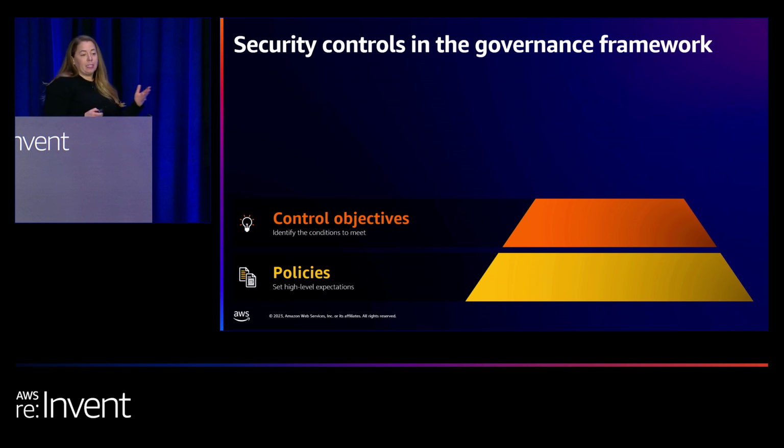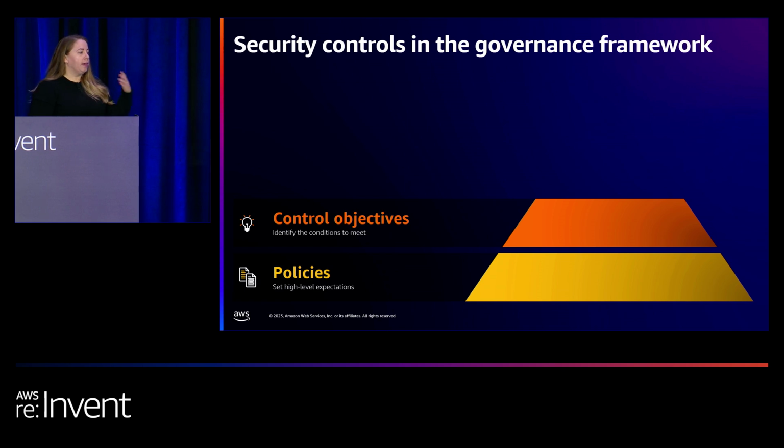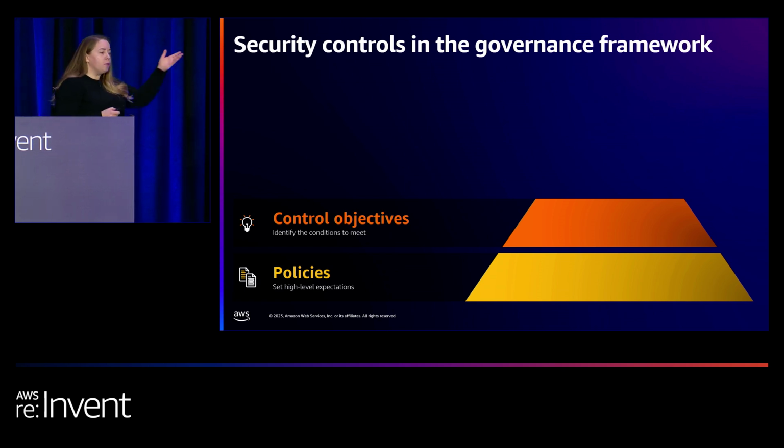So a couple of examples of control objectives, right? Things like encrypting data at rest or improving resiliency. Say you have a mission-critical workload, right, that needs to have high availability, high resiliency. That would be a specific control objective you're trying to meet.